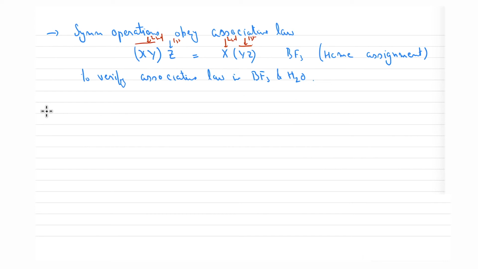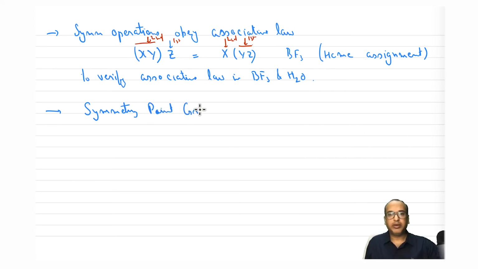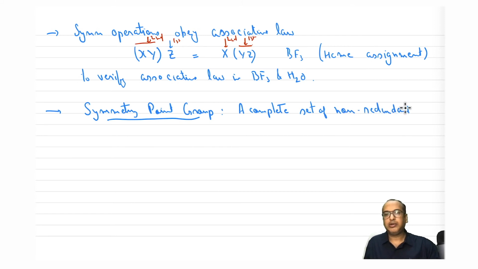Okay, so we are now ready to actually define what a point group is. So let's take the example of a symmetry point group. So what is a symmetry point group? By definition, a complete set, we will see what a complete set is. A complete set of non-redundant symmetry operations.